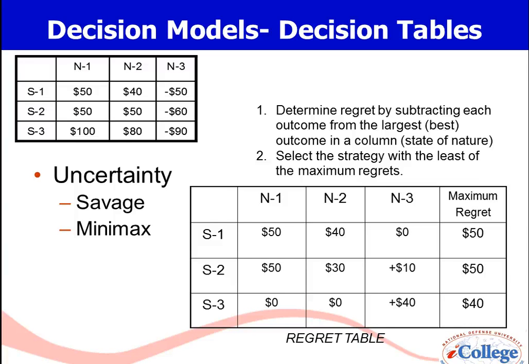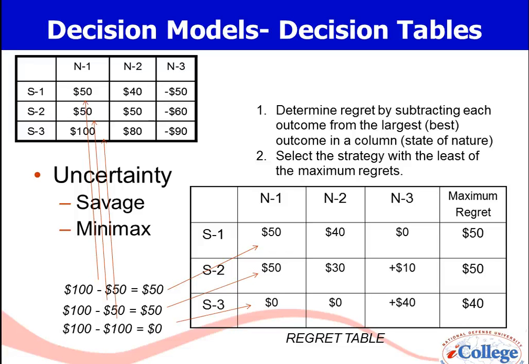And this is what we end up with. But let me walk you through, in fact, a couple of times, how we come up with these cell values. Again, determine regret by subtracting each outcome from the largest outcome in a column. In column 1, the largest outcome is $100. And so we're going to subtract that first value in the first cell from $100 and get $50. We're going to subtract that next $50 from $100 and get $50. And then we're going to subtract 100 from 100 and get $0.